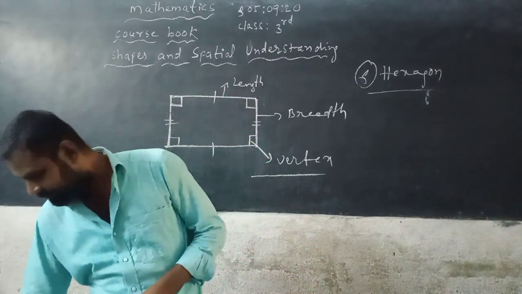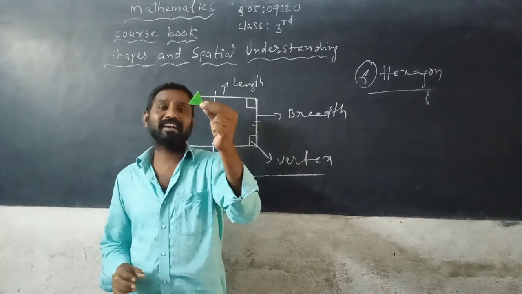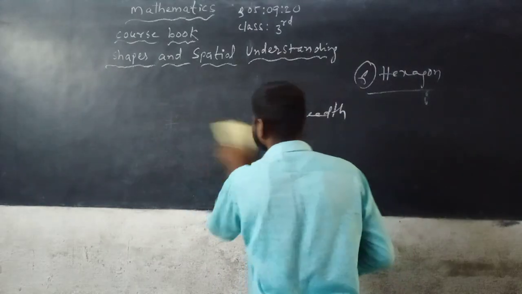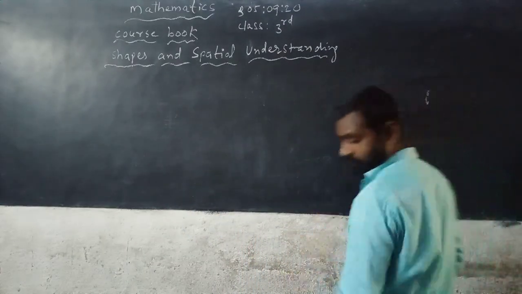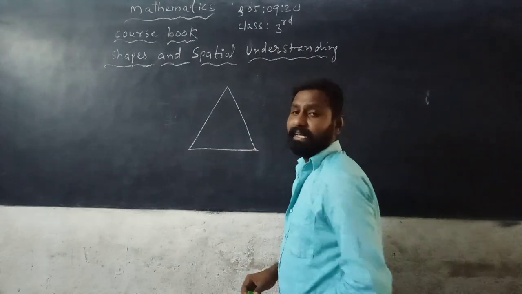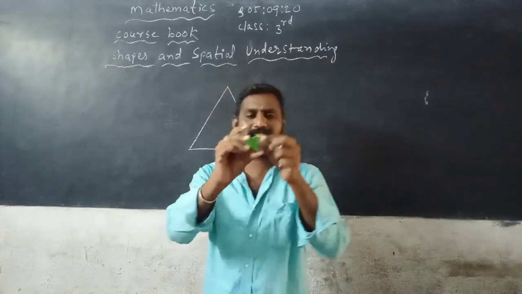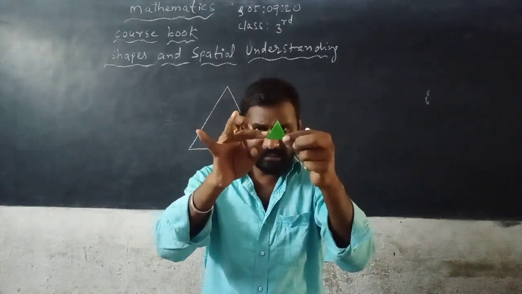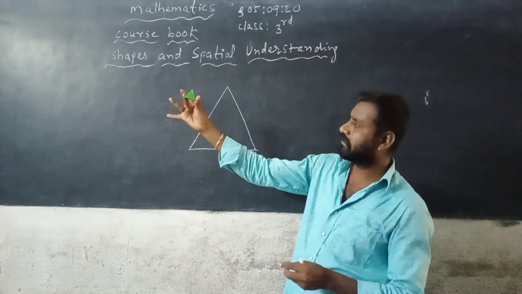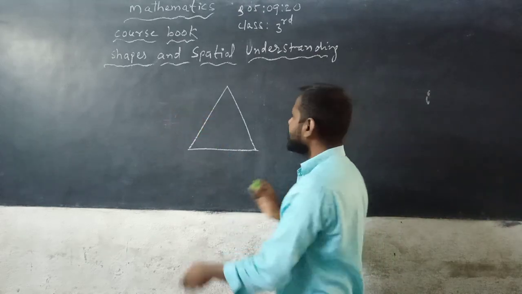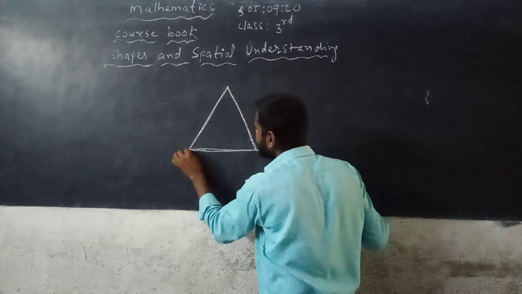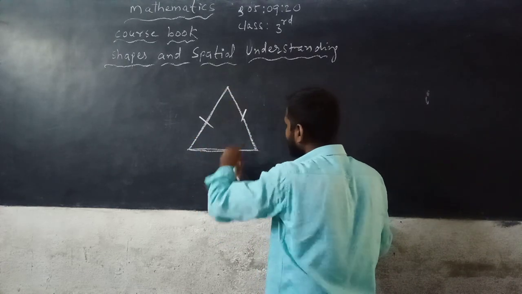Now next, what is this? Already you know. Triangle. See here. A triangle has 3 sides. See, side 1, side 2, side 3. Did you understand? 1, 2, 3. This is the triangle. It has 3 sides. Side 1, side 2, side 3.